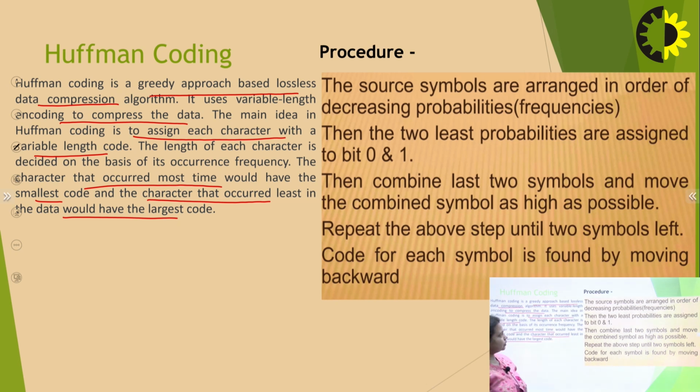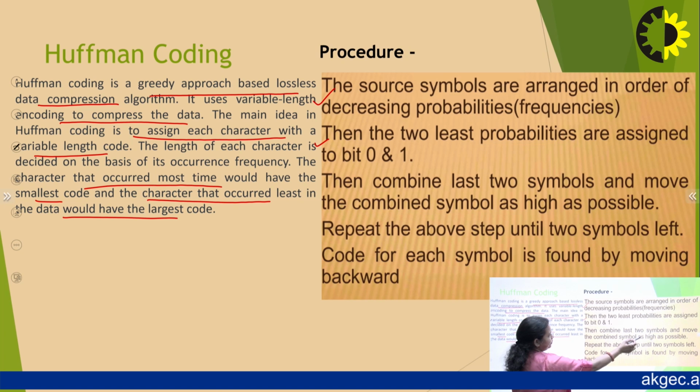Then this is the procedure. What is the first step? First we have to arrange the symbols in the order of decreasing probabilities. So you will be given some symbols, and those symbols you have to arrange in the order of decreasing probabilities. Then the two least probabilities are assigned the bits 0 and 1. Then you combine the last two symbols.